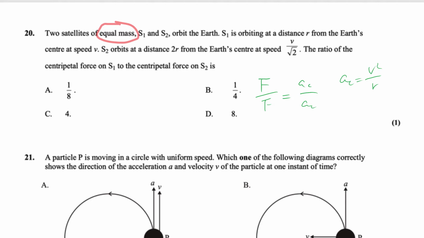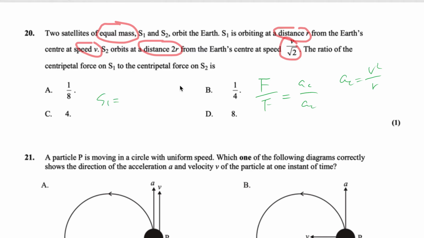We know centripetal acceleration equals V squared over R. One satellite is at distance R, and one is at distance 2R. One of them has speed V, and one has speed V over root 2. It just asks you the ratio of the centripetal force on S1 to the centripetal force on S2.